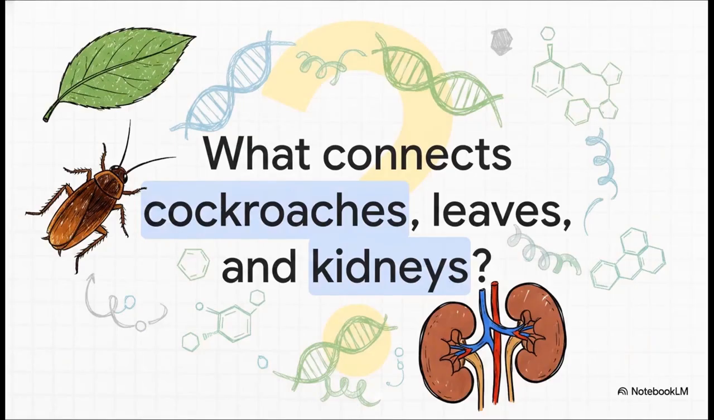Now, this might sound like the setup to a really strange joke, but I want you to seriously think about this question for a second. What on earth connects a scurrying insect, a green leaf, and the organs that are literally purifying your blood right this very second? Well, the answer is scalable complexity. They are all absolutely brilliant, interconnected solutions built from the exact same fundamental molecular blueprint. They're just organized in radically different ways to solve the exact same problem: survival.